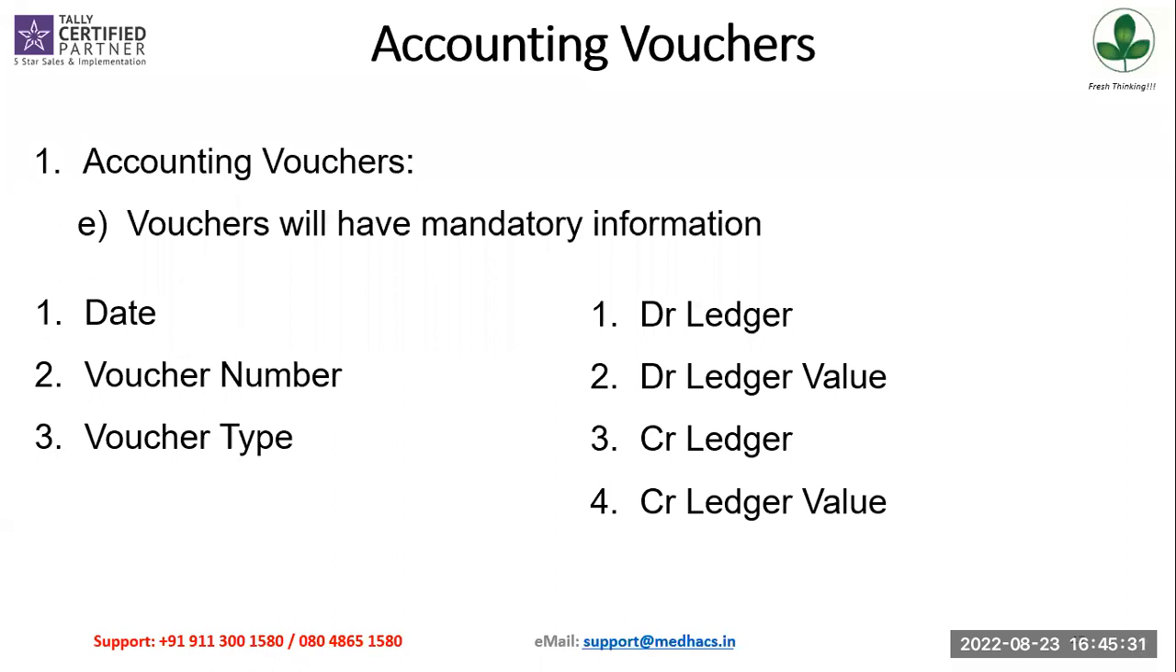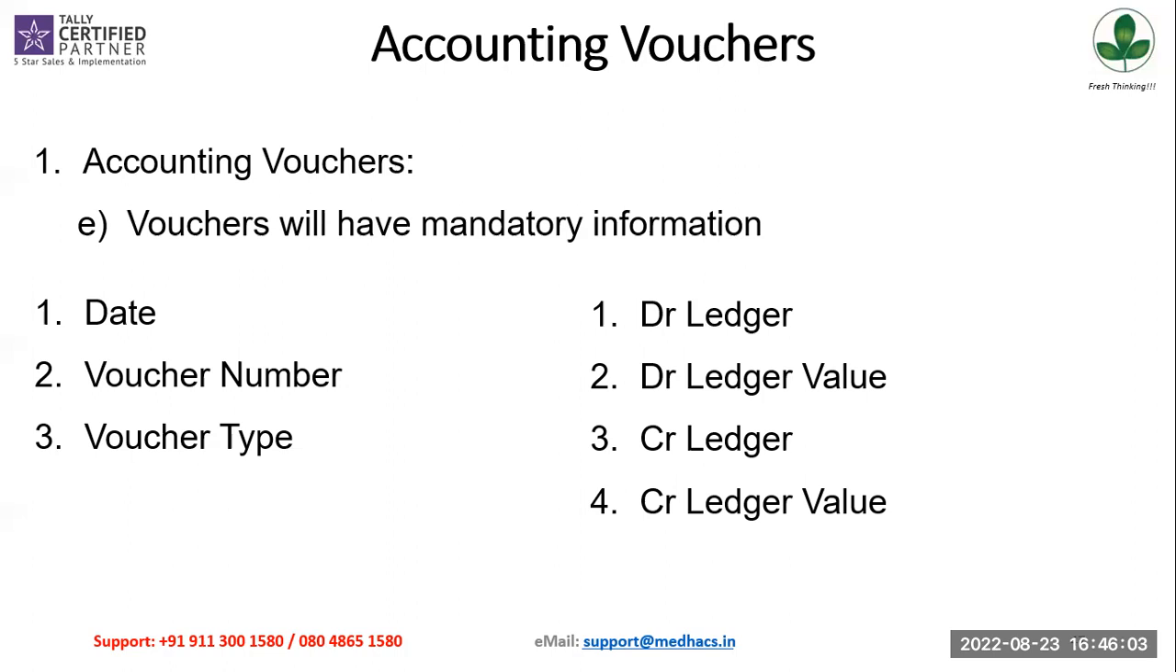So you could have multiple debits and multiple credits in the same transaction, or a single debit and single credit in the same transaction. But ultimately, the debit and credit should match. If you have a debit value of 500, you need to have a credit value of 500. You cannot have a credit value of 499 or 501. Tally will not allow you to save unless debit and credits are matching.